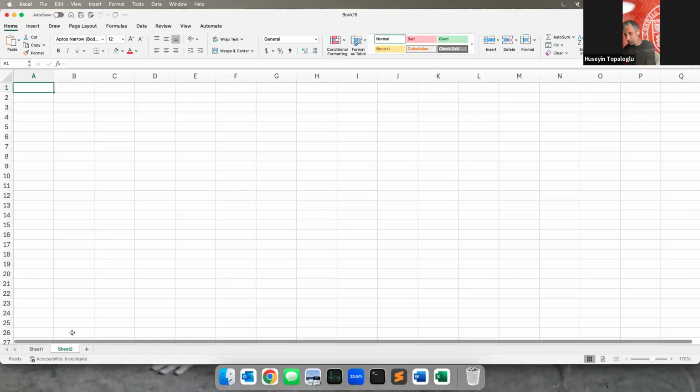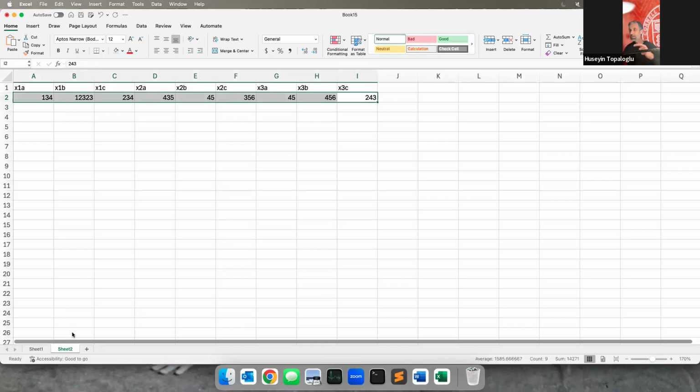Let's reserve some cells for our decision variables: X1A, X1B, X1C, X2A, X2B, X2C, X3A, X3B, X3C. Those are our decision variables. So these cells, row 2, A2, B2, C2, all the way to I2, are going to keep track of our decision variables. For now, let's put some bogus values there. Actually, you could leave them blank, but that's fine. So these are the values of our decision variables.